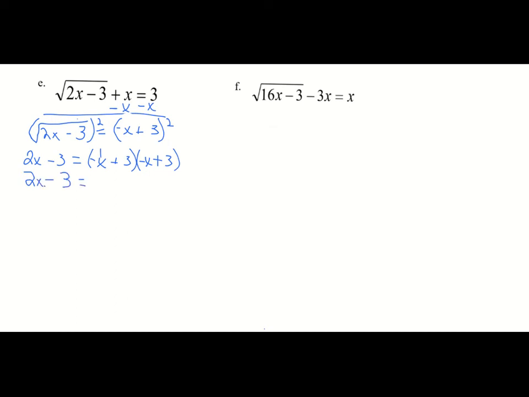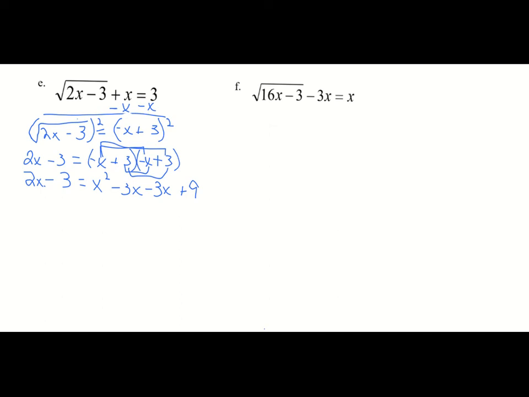equals -x times -x will give me positive x squared. And then we'll do -x times 3, so -3x, another minus 3x, and then plus 9 when you multiply your 3 times 3. This is another quadratic equation, so we are going to have to solve it by factoring and setting it equal to 0.